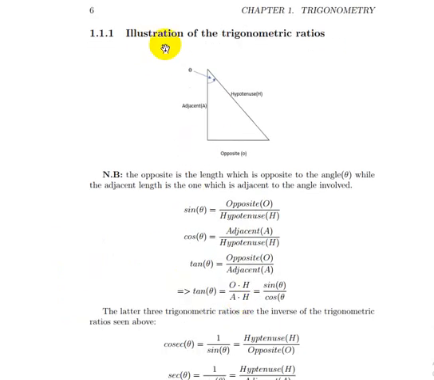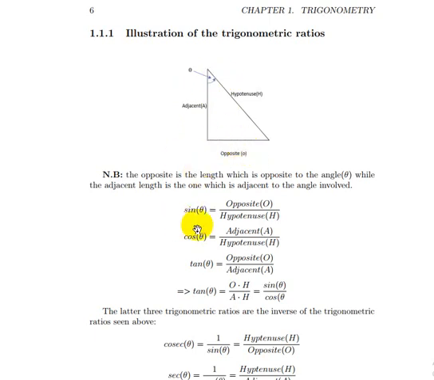Now, illustration of these trigonometric ratios. If you have a certain right angle triangle, it is characterized as having an angle of 90 degrees, and the side opposite to the angle of 90 degrees is the hypotenuse. Next to the angle of measurement, you're going to have an adjacent side, and opposite to the angle of measurement, you're going to have the opposite, O.